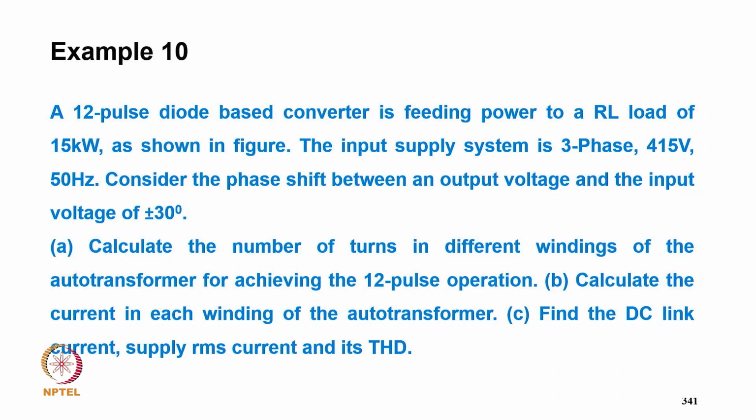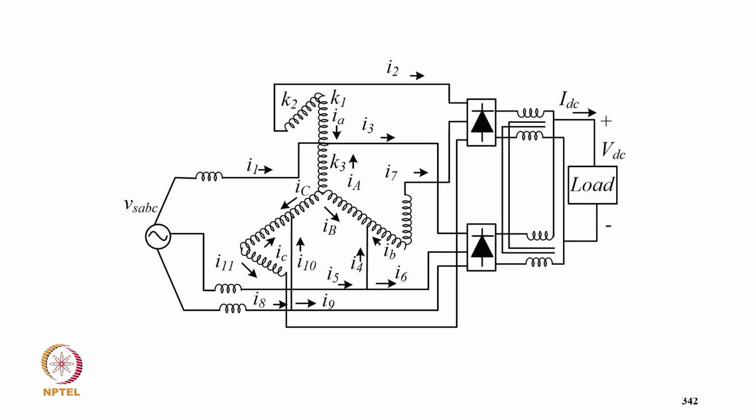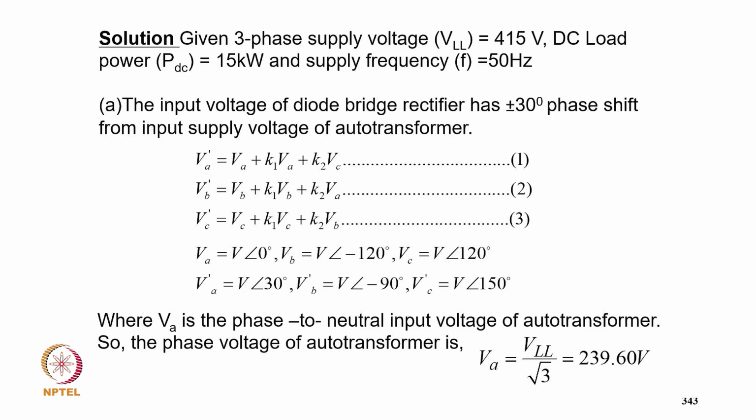Now coming to example 10. A 12 pulse diode bridge converter is feeding power to an RL load of 15 kilowatt as shown in the figure. The input supply system is 3-phase 415 volt 50 Hz. Consider the phase shift between the output voltage and the input phase of plus minus 30 degree. Calculate the number of turns of the different windings of the transformer for achieving 12 pulse operation. Calculate the current in each winding of the transformer, find the DC link current, supply current, RMS current and THD. So this is your 12 pulse, typically extending the star connection with the umbrella kind of interface transformer.